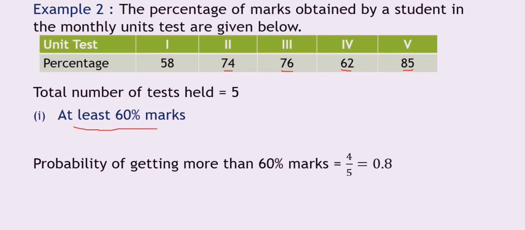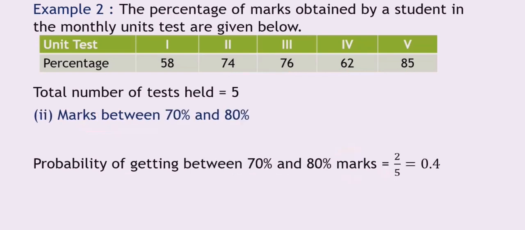So the probability of getting more than 60% marks is 4 out of 5. Why 4 out of 5? Because in 4 tests, he got marks at least 60%, means 60 or more than 60. So the probability of getting 60% marks is 0.8. You see, this is a very high probability. 0.8 means out of 1, it is almost 80% chances. There is an 80% chance that the child will score at least 60% marks, means 60% or more than 60%.